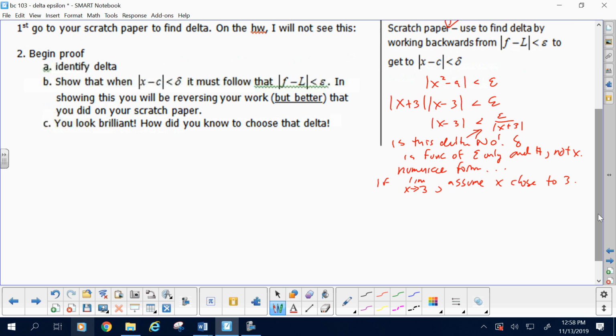The typical assumption is within one unit. So if we're around 3, then let's go with the assumption that we're between 2 and 4. One unit on either side of 3. Again, the whole idea is a limit as x goes to 3, so let's just go with the assumption that we're within 1 of 3 on either side. Now, what would that mean for x plus 3? Well, if I add 3 to each of those, is that mathematically okay? Is the inequality still true? Sure. Right? So that means x plus 3 has to be between 5 and 7. Yay?